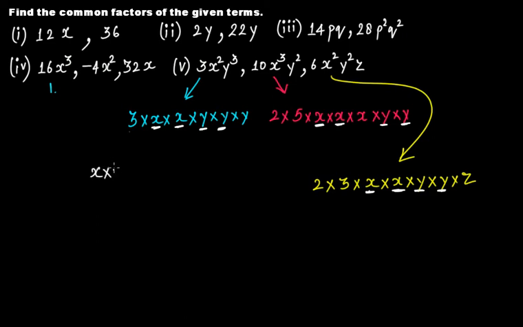So x multiplied by x multiplied by y multiplied by y, that is x squared y squared is common, right? If you can quickly calculate, then you can easily tell by just simply looking at these three terms. You can tell that only x squared y squared is common factor among these three terms.